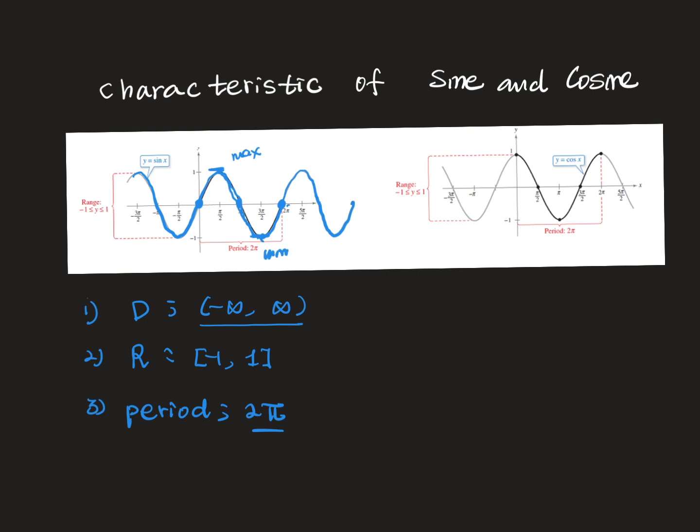Let's talk about cosine, guys. Cosine is the same idea. The period goes from 0 to 2 pi. That's one revolution. Here is maximum, middle, minimum, middle, maximum. That's one cycle. Every 2 pi, they have the same cosine value. The domain is all real numbers. Range: the maximum is 1, the minimum is negative 1. The period is 2 pi.